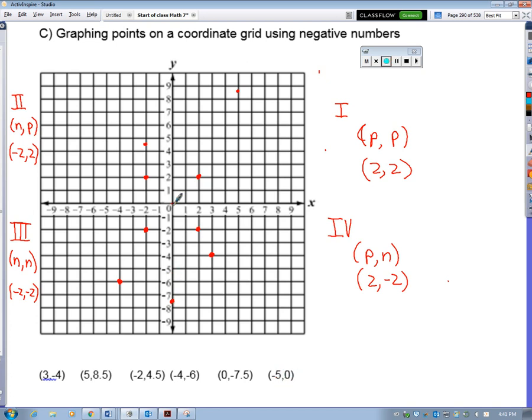Last one, -5, 0. This time I am going to go this way on the x to -5, but I'm not going to go either up or down. So it's just going to stay right like that. Alright?